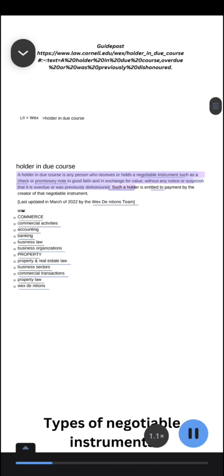A holder in due course is any person who receives or holds a negotiable instrument such as a check or promissory note in good faith and in exchange for value, without any notice or suspicion that it is overdue or was previously dishonored. Such a holder is entitled to payment by the creator of that negotiable instrument.